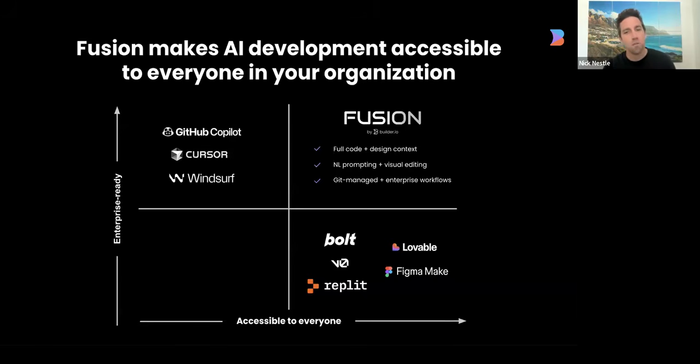When you go to actually implement this, your engineers look at the code and it's not really what they're looking for. So with Fusion, we're trying to hit that middle ground of enterprise ready using your code, but also that ease of use and accessibility to everyone, like designers and product managers. That's really what we're aiming at here with Fusion today.